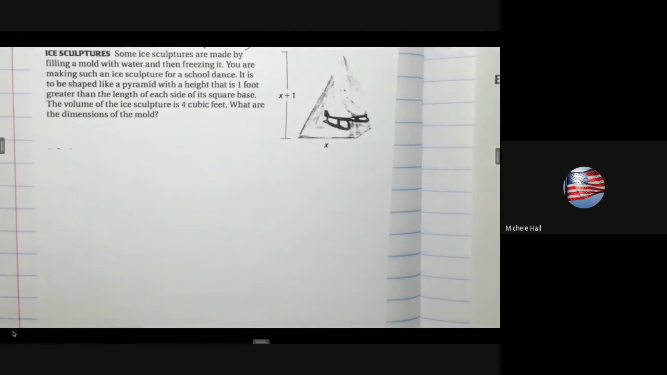Next example, ice sculptures. Some ice sculptures are made by filling a mold with water and then freezing it. You are making such an ice sculpture for a school dance. It is to be shaped like a pyramid with a height that is 1 foot greater than the length of each side of the square base. The volume of the ice sculpture is 4 cubic feet. What are the dimensions of the mold?